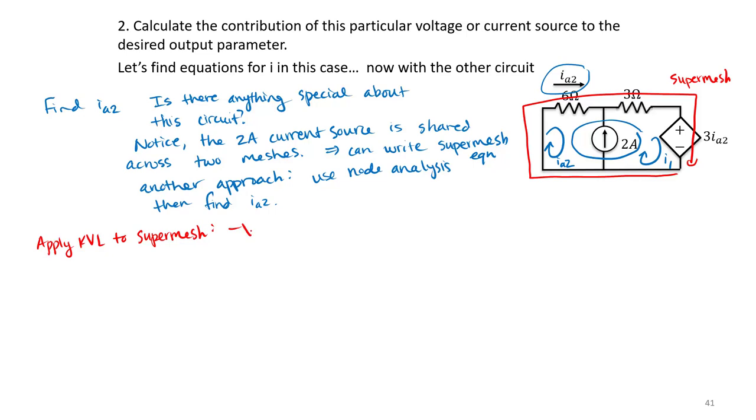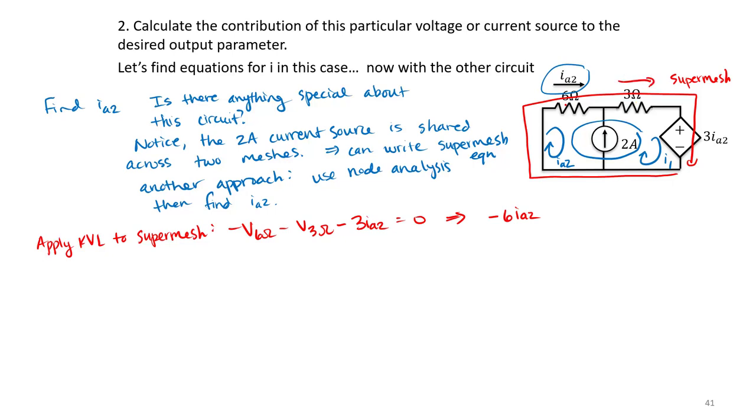I get minus the voltage drop across the 6 ohm resistor, minus the voltage drop across the 3 ohm resistor, minus 3 IA2. It's the voltage across that dependent source. Those must sum to 0. And again, I know that the voltage drop across my 6 ohm resistor is just 6 ohms times IA2. So I get minus 6 IA2.